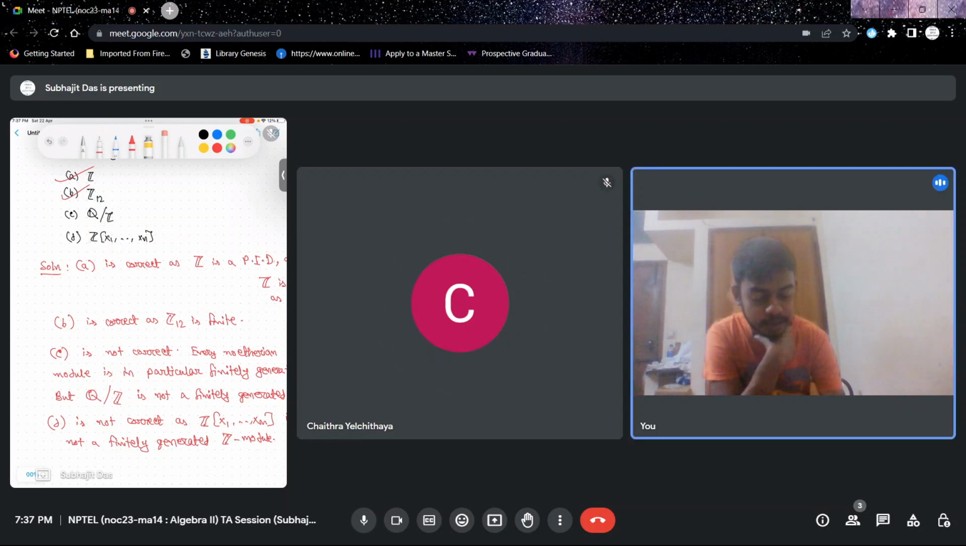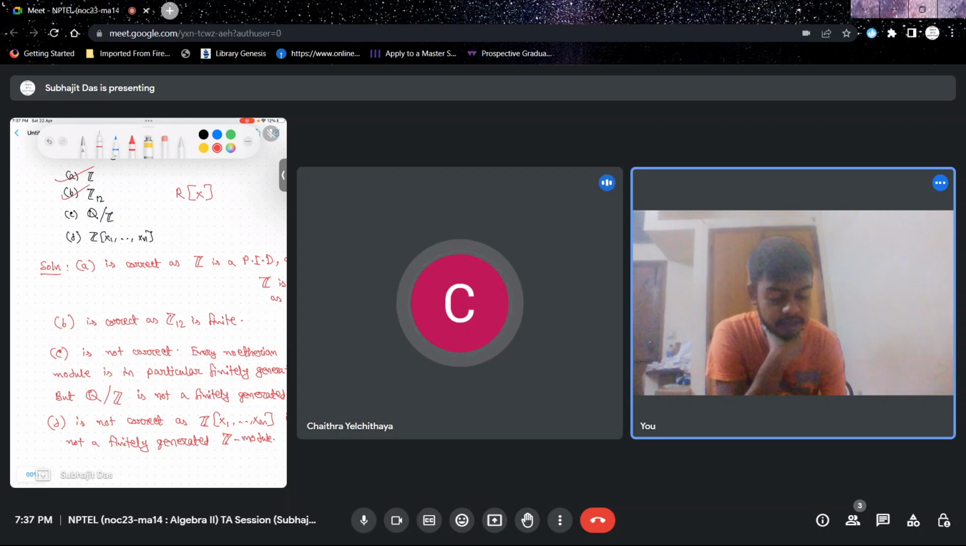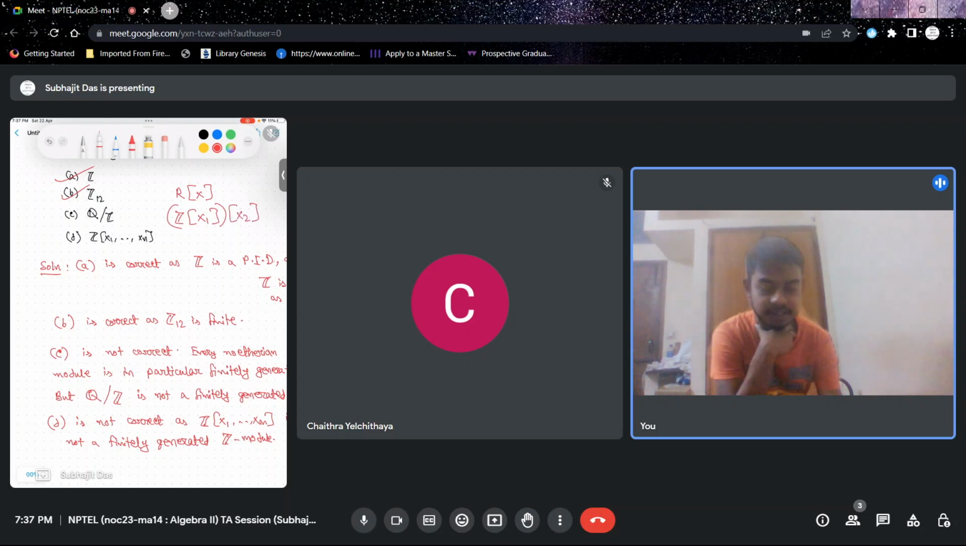Okay, so you know what Hilbert's basis theorem is, right? It says that if R is a Noetherian ring, then the polynomial ring R[x] is also Noetherian. So Z was Noetherian, hence Z[x1] will be Noetherian, and this being a Noetherian ring implies the corresponding polynomial ring is Noetherian, and this is just Z[x1, x2]. You can continue this for n variables.